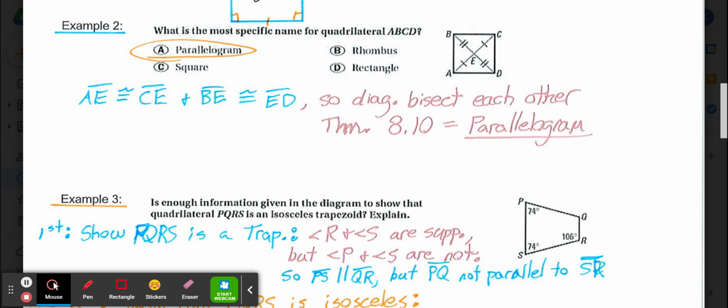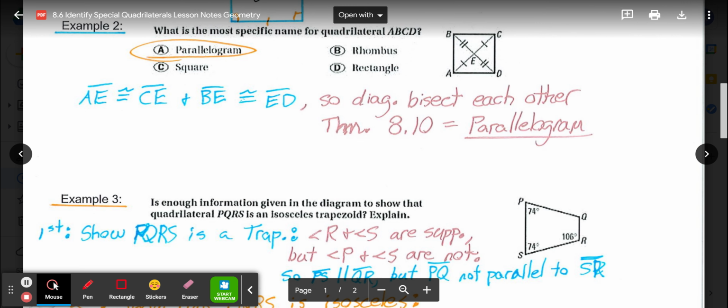As we go through these examples, you'll notice that they build back into a lot of the definitions and theorems that we already used. So having your previous lesson notes will be helpful for this lesson.